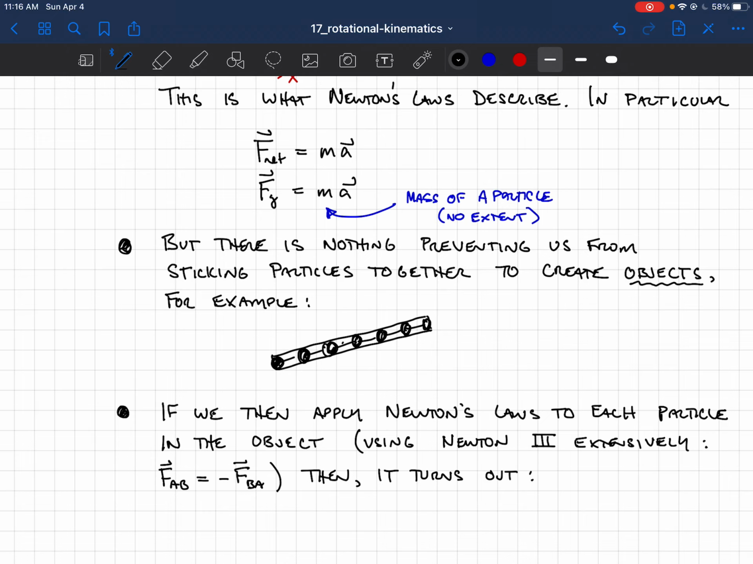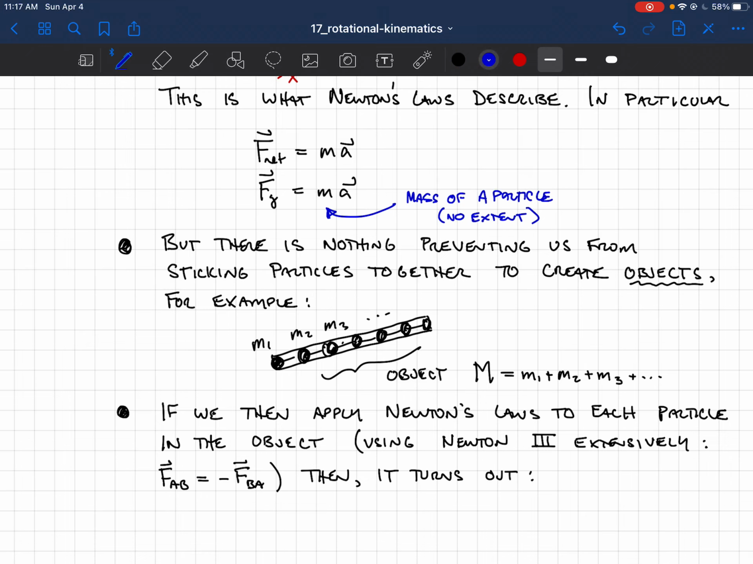So we've moved from M1, M2, M3, etc., to an object of mass M, capital M, which is equal to M1 plus M2 plus M3, etc. So how do we deal with such a system? Well, we just apply Newton's second law to every single little mass in it.